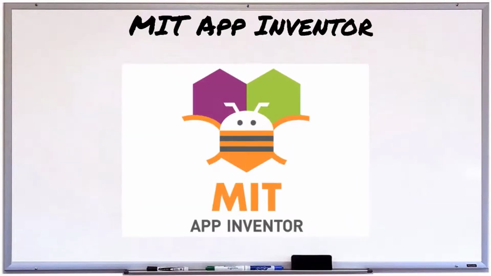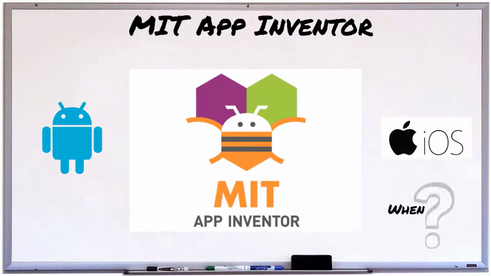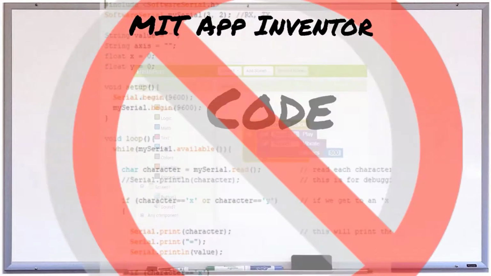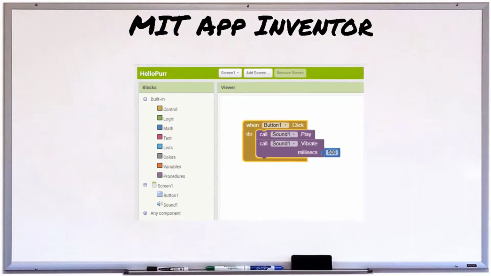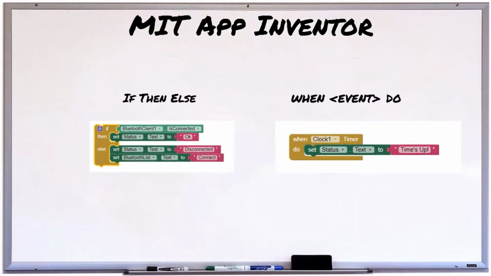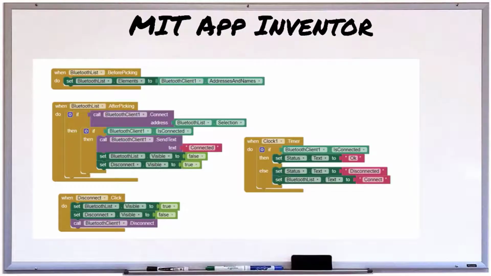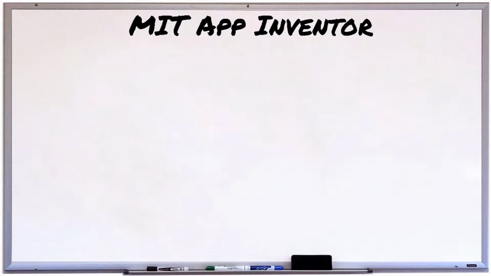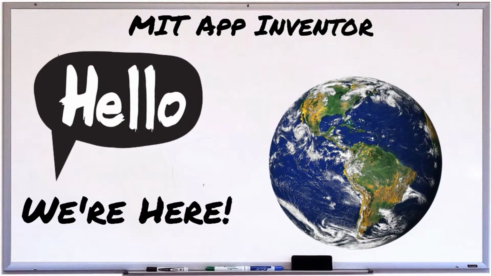App Inventor is an open source platform for creating Android and soon-to-be iOS mobile applications. Without having to write a single line of code, it teaches basic programming constructs like if-then and loops. It's ideal for the classroom and powerful enough to write some really sophisticated apps. In this tutorial, we're going to create that cliché, simple-to-learn Hello World application.